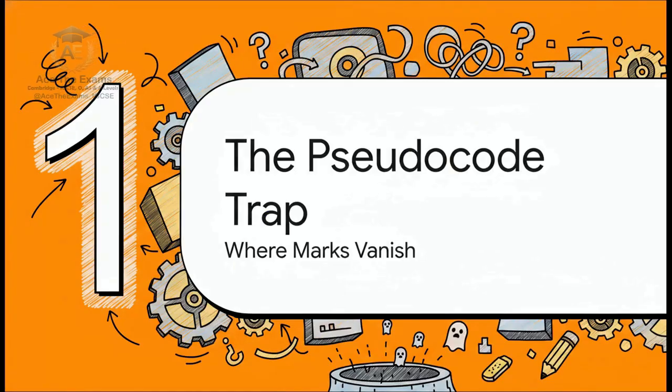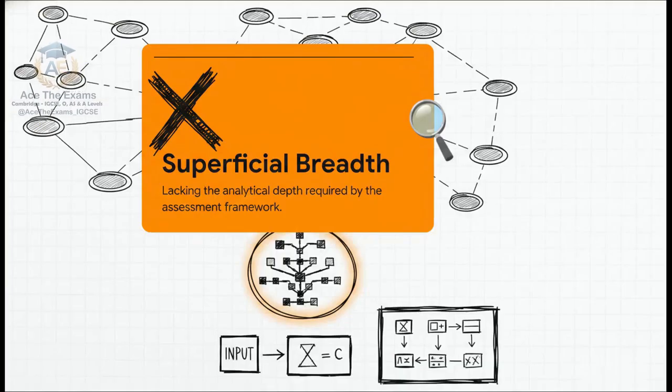Section 1. The pseudocode trap, where marks vanish. Okay, the absolute classic trap that Cambridge examiners see year after year is something we call superficial breadth. Let's imagine a student. We'll call him Alex. Now, Alex works hard. Alex has studied the textbook cover to cover and knows a little bit about everything. He overloads his answers with raw computer science facts, just throwing every term he can think of onto the page.